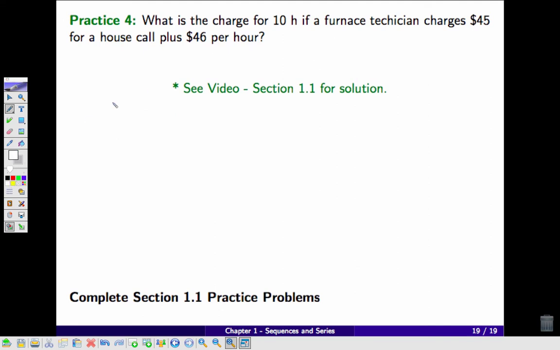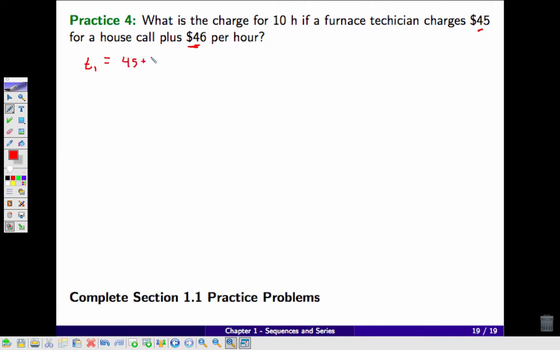So the last question we're going to talk about will be to do with a furnace technician. So let's read the question together here. It says, what is the charge for 10 hours if a furnace technician charges $45 for a house call plus $46 per hour? Okay, it's actually making the assumption that you understand that for the first hour you're actually being charged the hourly cost plus the house call.